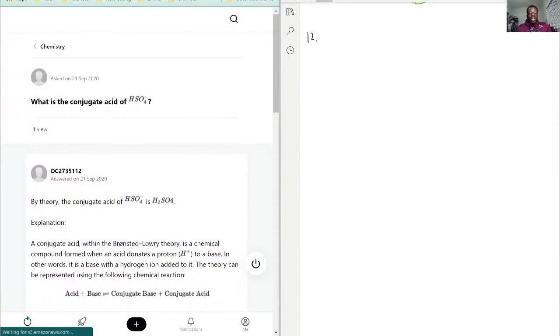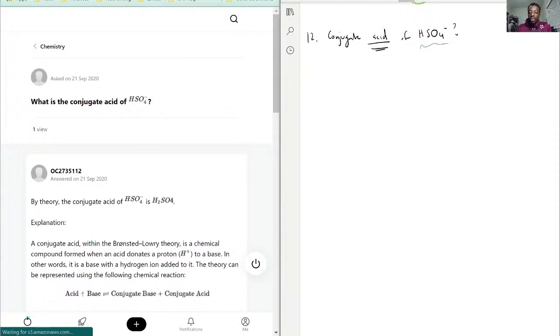What is the conjugate acid of hydrosulfuric? Well, HSO4 minus. So, the conjugate acid of HSO4 minus. If we want to find out the conjugate acid, we have to assume that it's reacting with water, and this will be the base.